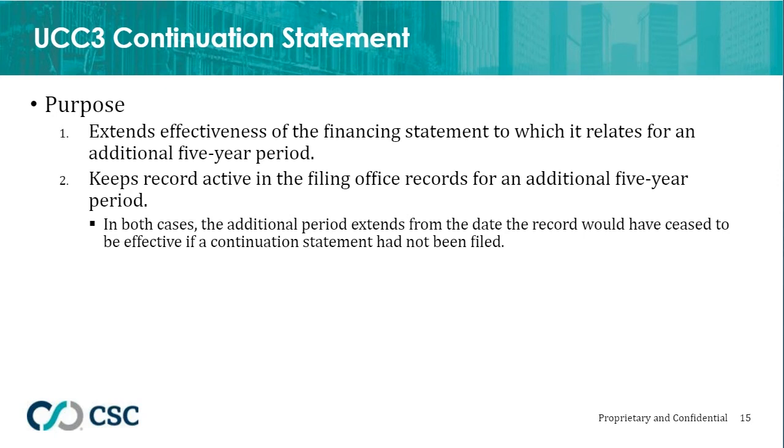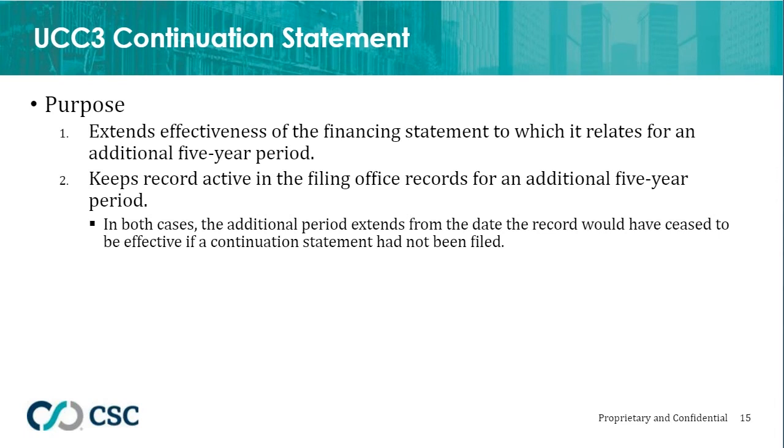Now, I want to be clear on something. Filing a continuation statement doesn't automatically perform both of these purposes. It is possible to file a continuation statement, for example, that will not extend the effectiveness because it wasn't authorized or there was some other problem with the record. It gets filed and the filing office extends the effective period or the lapse date by another 5 years.